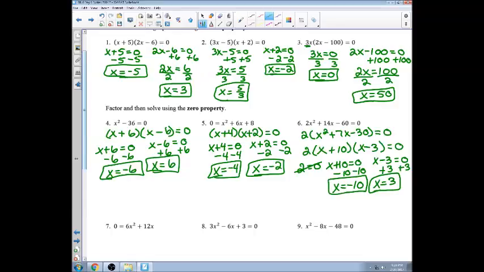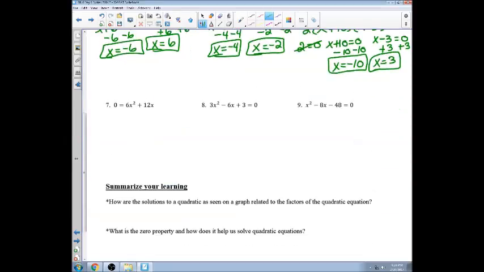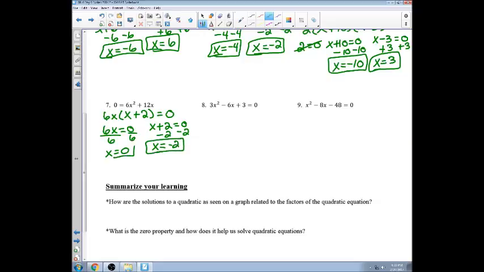Okay? On to problem 7. Again, I have a GCF. If I take out a 6x, well, 6x squared divided by 6x would be x. 12x divided by 6x would be 2. Set that equal to 0. So 6x equals 0, divided by 6, x equals 0. X plus 2 equals 0. Subtract 2 from both sides. X equals negative 2.